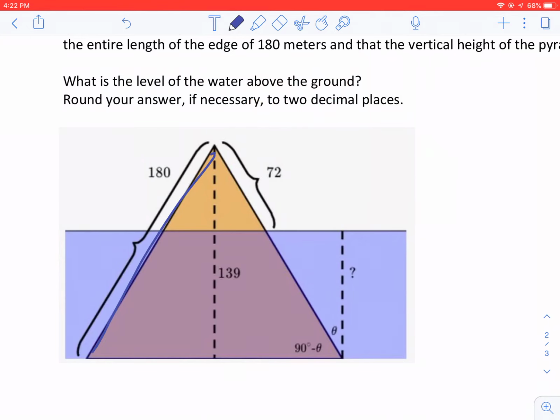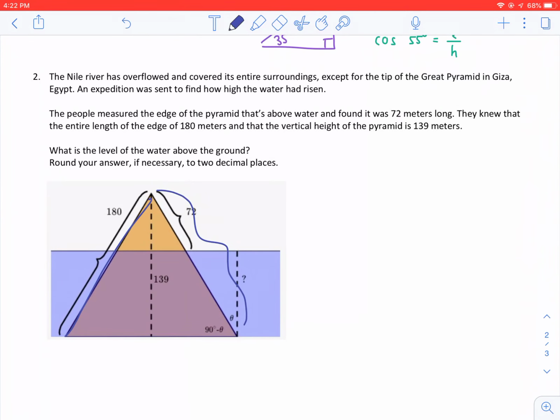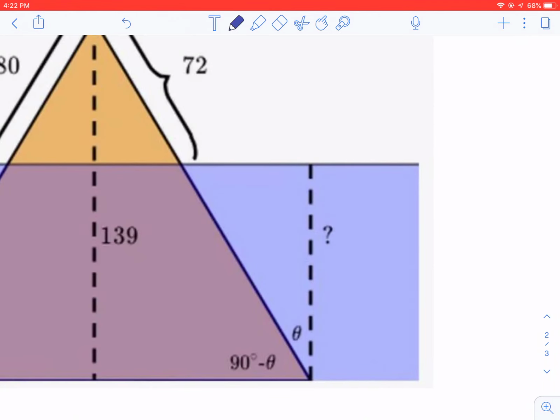If we know this is 180, then this side should also be 180. Did I mention that? No, I did not mention it. But it did say it's a pyramid. I know we haven't talked about pyramids yet, but in a pyramid, these two sides would be congruent. So if that's 180, this would be 108 here. All right?